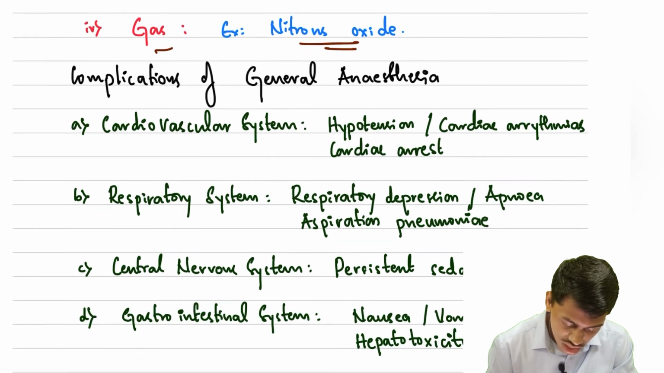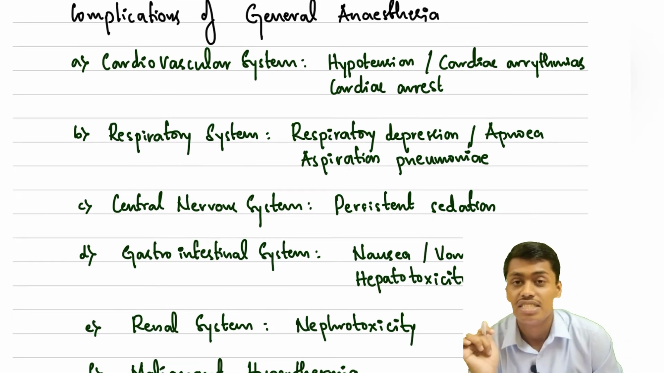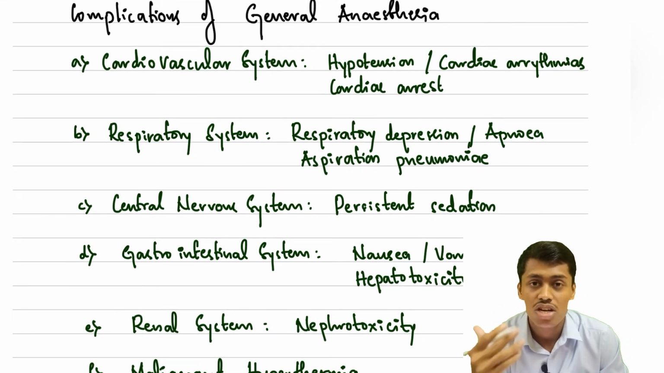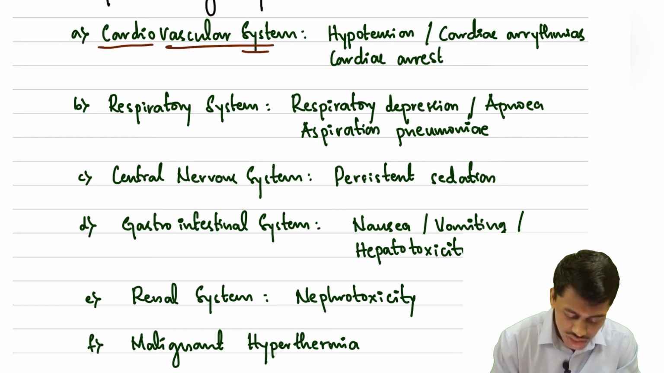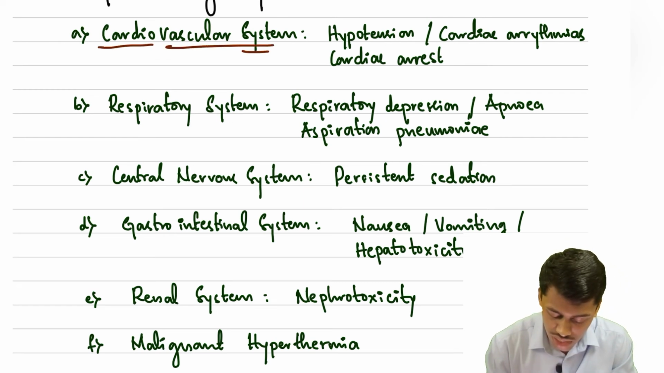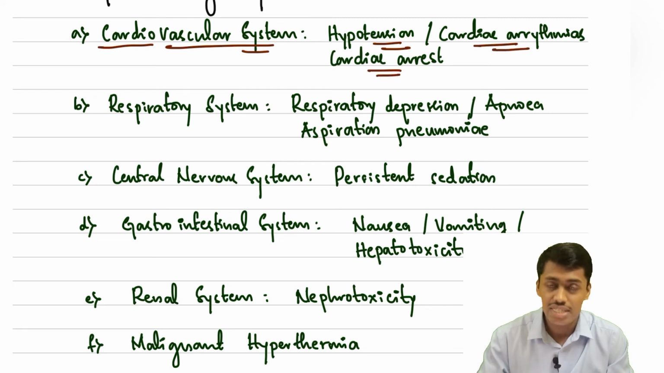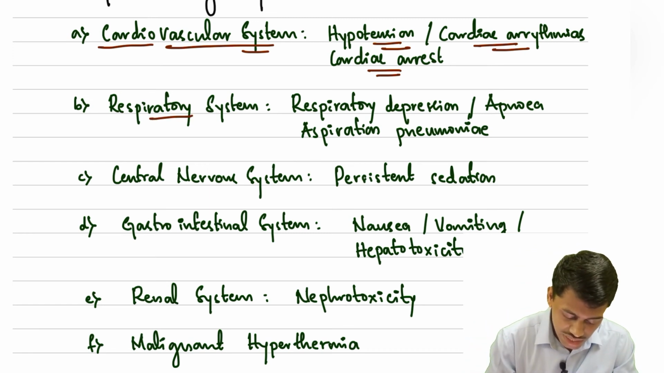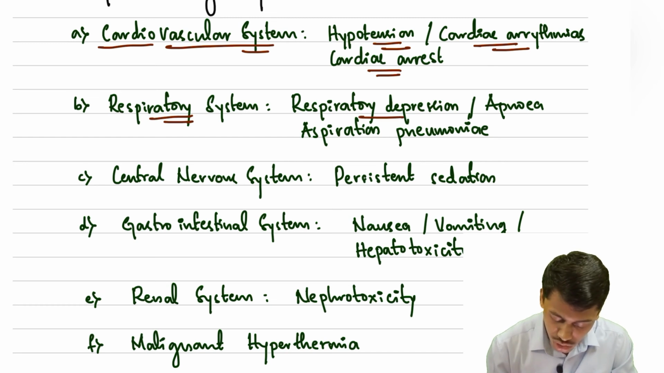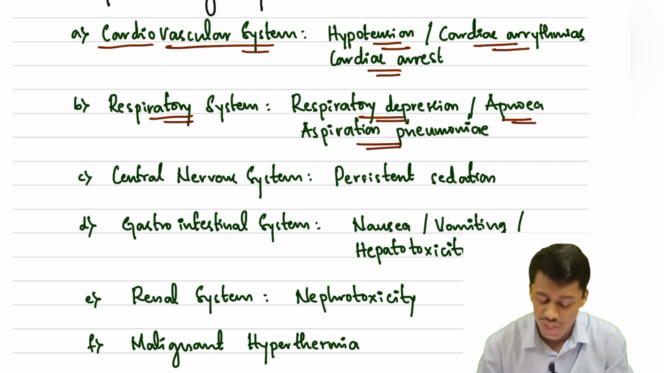So now let's look at the complications of general anesthesia. Whenever you are giving general anesthesia, what are the complications that one must be aware of? Moving on to the first system, the cardiovascular system: there is hypotension, which may result in cardiac arrhythmias and then cardiac arrest. The next system is the respiratory system. The patient may undergo respiratory depression leading to apnea, and also aspiration pneumonia.